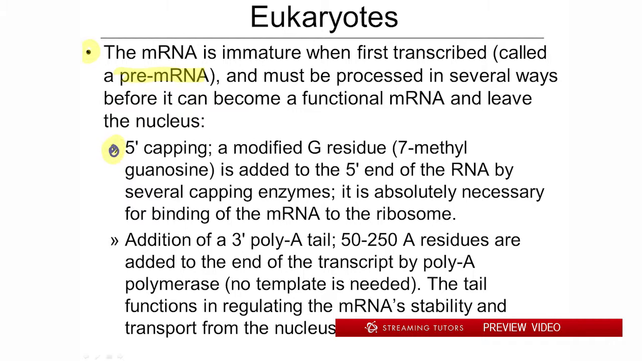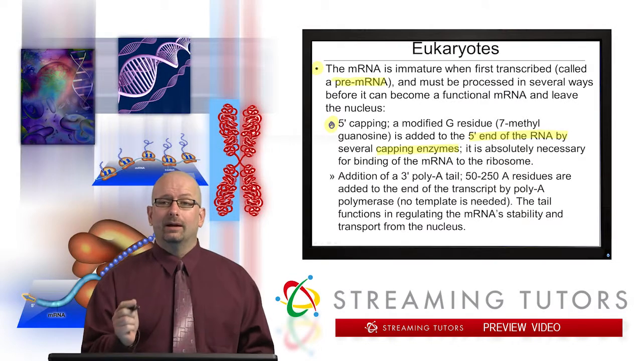They call it a cap. So a modified G residue, which technically is called 7-methylguanosine. So it's a G, but this is a G with an addition that you won't see in any other place, has to be added to the 5' end of the RNA by a capping enzyme, and there have been several capping enzymes identified. But it's absolutely necessary for binding of the mRNA to the ribosome, and in fact, if there's any mutation in the relevant capping enzymes, it's usually a lethal problem.